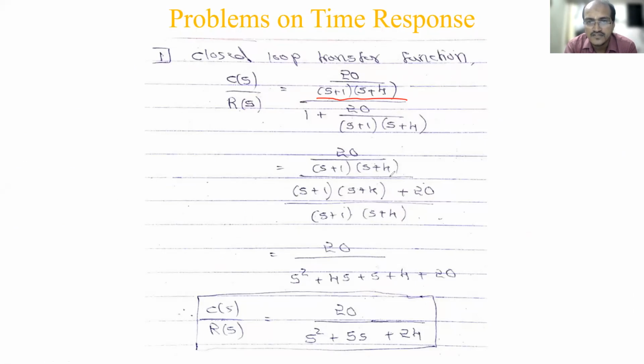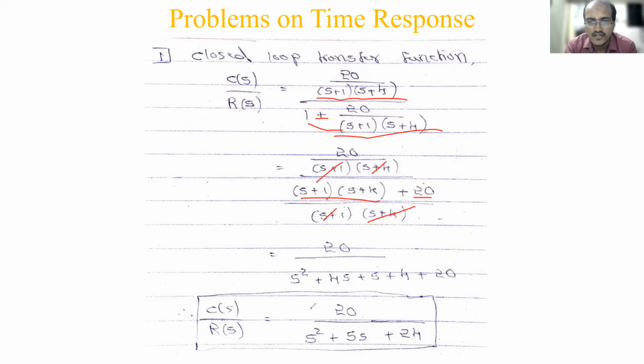The numerator has no change, s plus 1 into s plus 4, and in the denominator this s plus 1 into s plus 4 will multiply with the 1. That's what is written over here, plus 20 with the plus sign. So this is 20 divided by this, and s plus 1 and s plus 1 cancel out, s plus 4 and s plus 4 cancel out. What remains is the standard transfer function: 20 divided by, now these two will multiply, so s into s, s square, plus s into 4, 4s, plus 1 into s, s, plus 1 into 4, 4, plus 20.